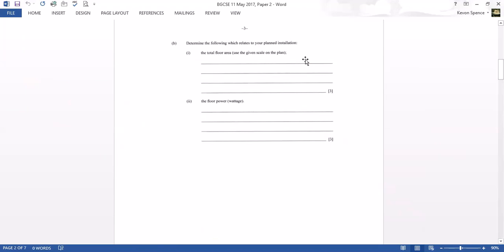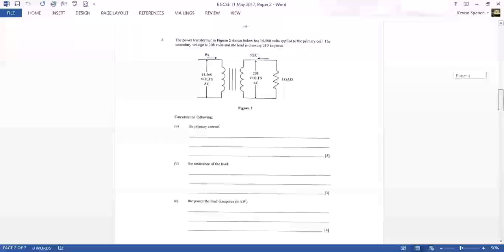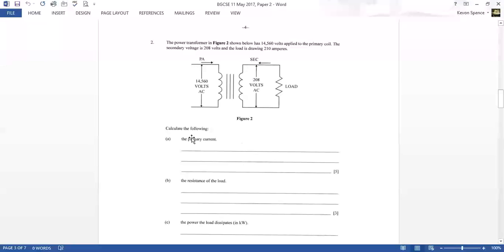So the questions we just answered were the floor area and the floor power. Now, here we have a transformer calculation, and we're going to work this together. Your transformer calculations are based on the formula. Anybody remember the formula? What are some key things we must remember about the transformer?